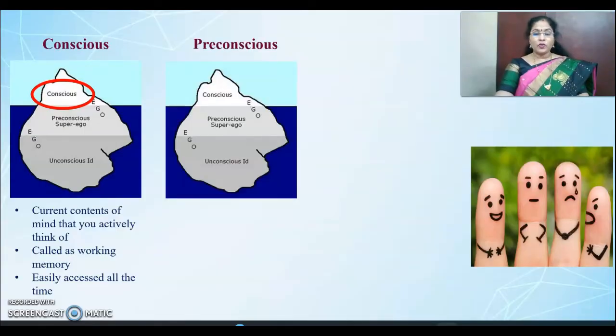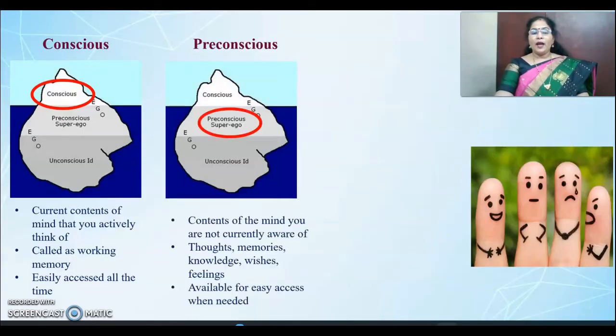The second level is called the preconscious mind, and here the content of the mind is something that has happened recently. For example, what did you eat yesterday, last week by this time what were you doing? All these are recent data which are available. Whenever needed, you can retrieve the data.